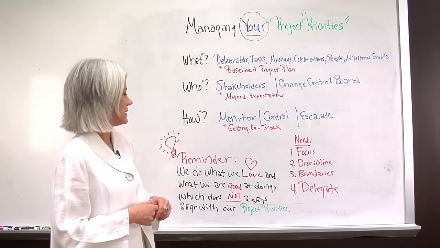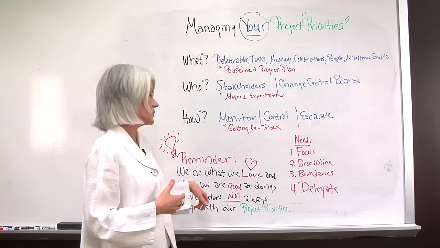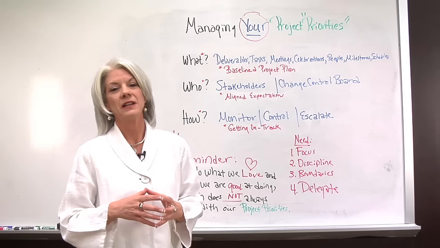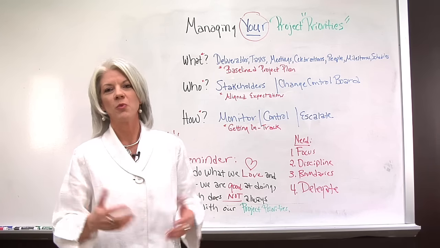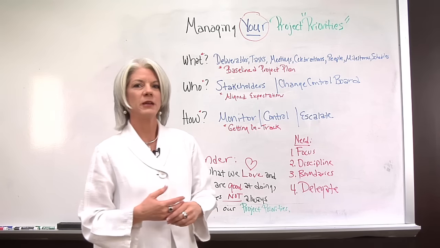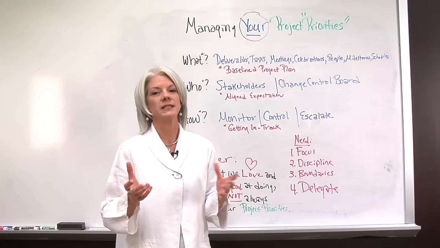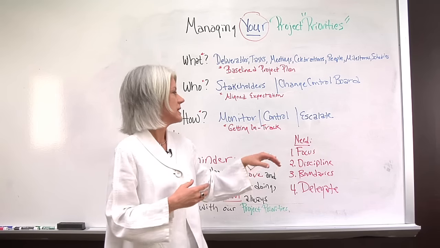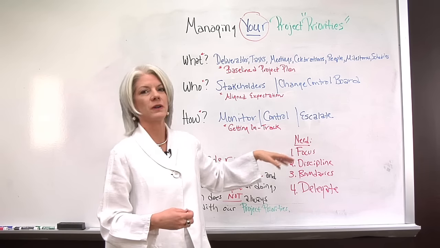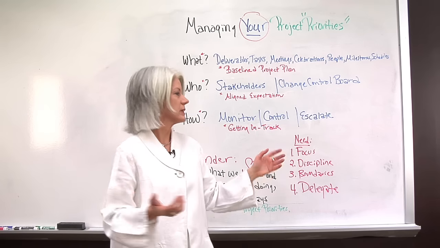A reminder is that we do what we love and what we're good at doing, which does not always align with our project priorities. I know that I have things that I enjoy doing throughout a project more than others. So there are some things I need to remember and want to share with you. First is keeping focus. There are so many dynamics changing throughout the duration of the project, so many people and so many interactions, that it's critical for me to keep focused on what my project priorities are, because if mine get out of control, I'm impacting the project as well.